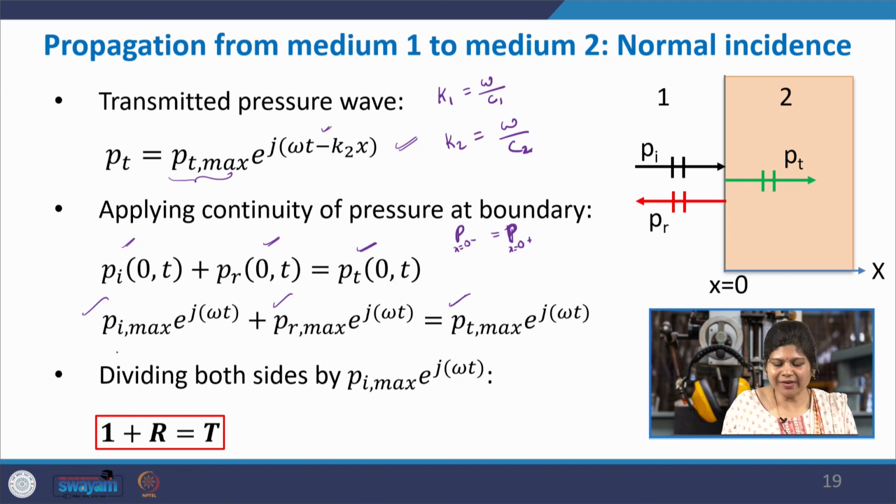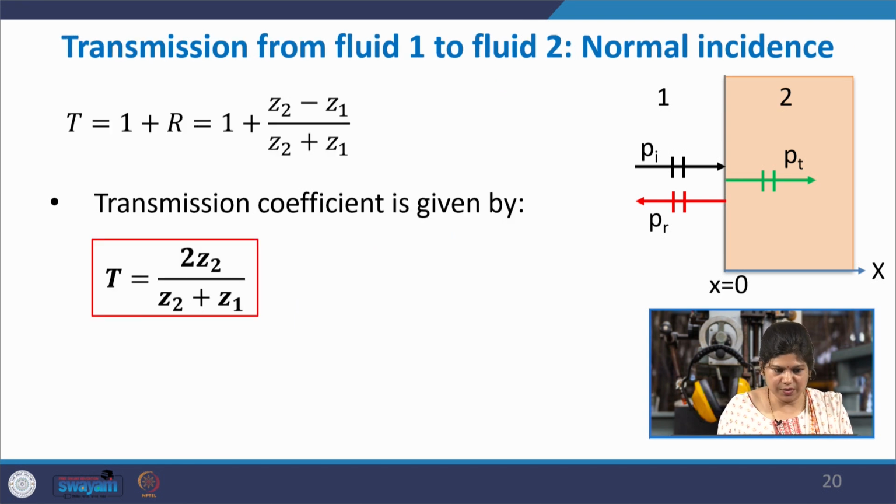When you divide the entire thing by Pi max, this becomes 1, this becomes the reflection coefficient, and this term becomes the transmission coefficient. You end up with this important relationship: 1 plus r is equal to t. Now, you have already found r, which is (z2 minus z1) by (z2 plus z1). You solve it for t, and this is what your t is.